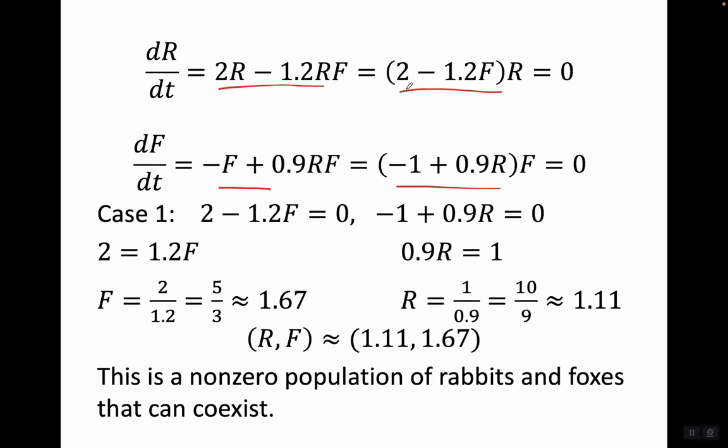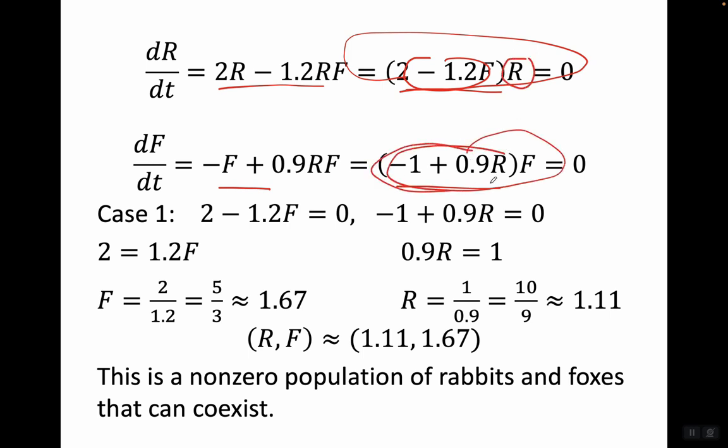So notice, if all of this equals 0, then either this equals 0 or this equals 0. In the same way, if all of this equals 0, then either this equals 0 or this equals 0. So we have two options here, two options here. That means overall we have 2 times 2, or 4 different options, 4 cases. So the first case is 2 minus 1.2f equals 0. So this first factor is 0. And this first factor is 0. So negative 1 plus 0.9r equals 0.